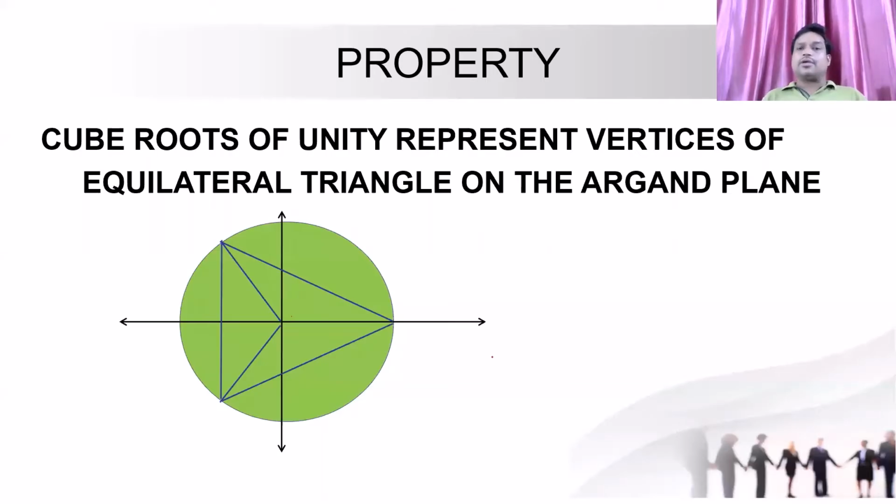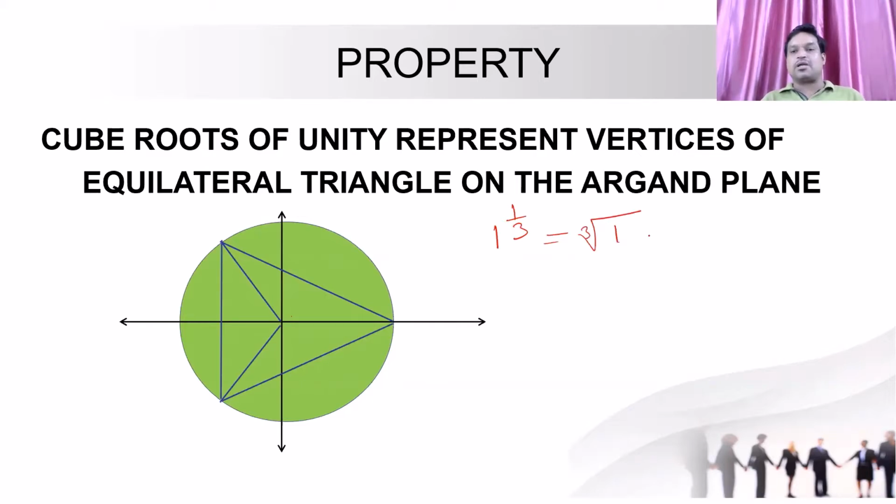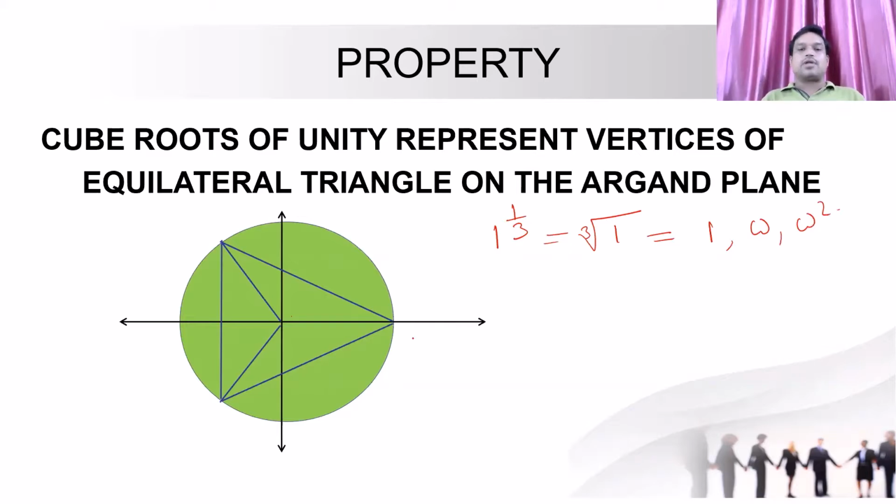Cube roots of unity represent vertices of an equilateral triangle on the Argand plane. So what is the cube root of unity? 1 to the power 1 by 3, or the cube root of 1, is equal to 1, omega, omega square. So in the Argand plane, suppose this is the real axis and this vertical axis is the imaginary axis.